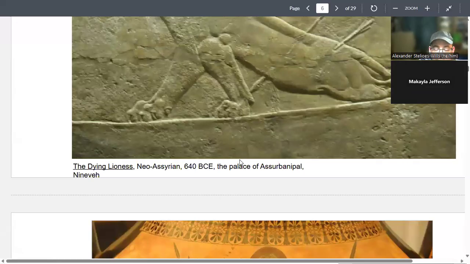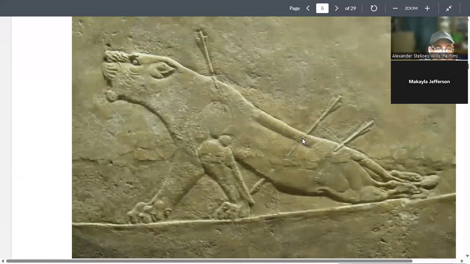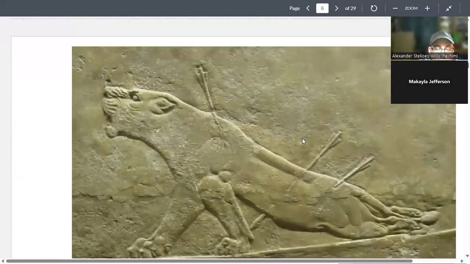It was located at the Palace of Ashurbanipal, which is in Nineveh. Today it's located at the British Museum. So that's a lot of pieces of information right there. We have talked about it a bit, and we'll talk about it more.